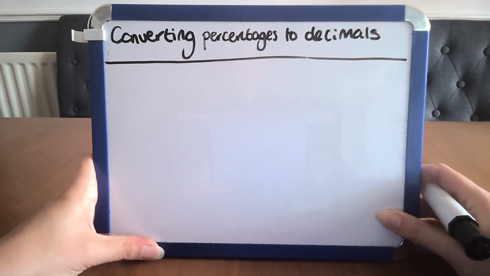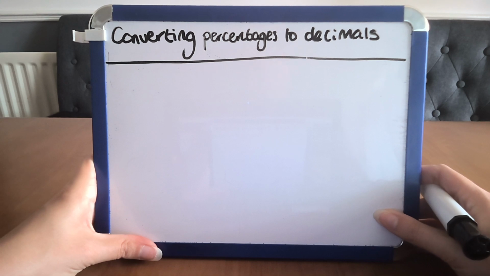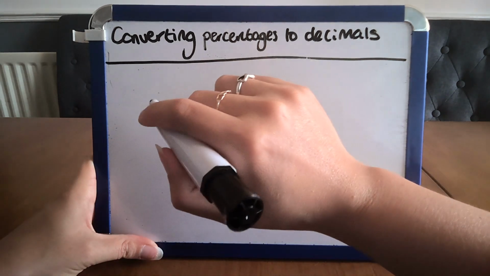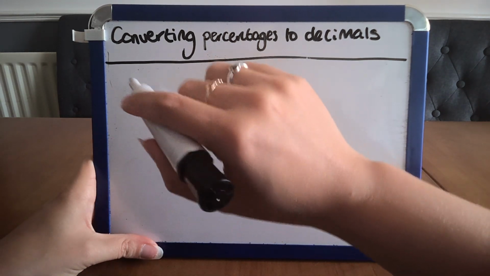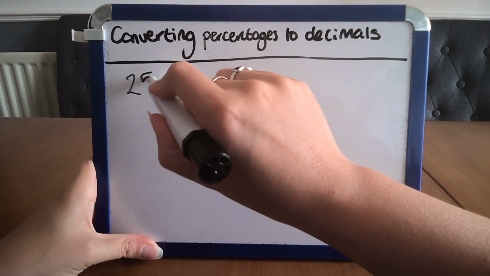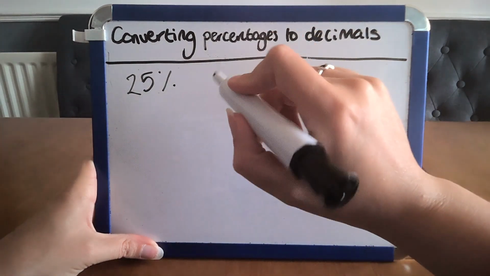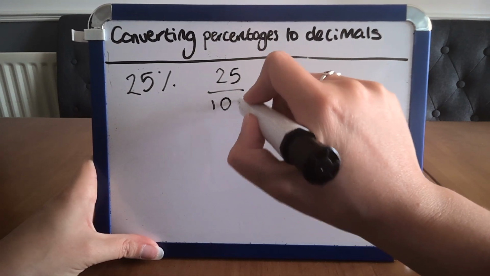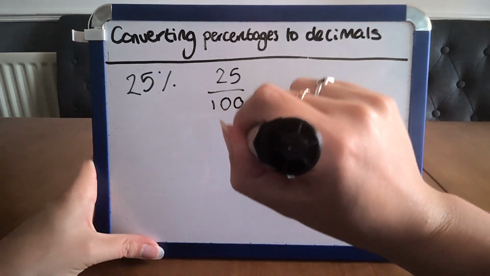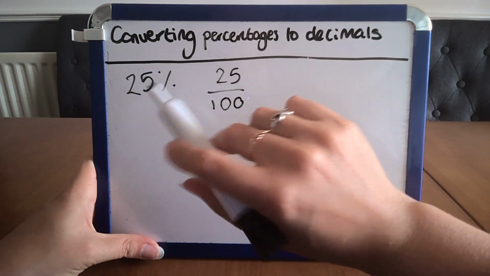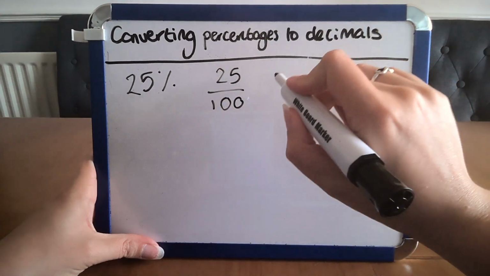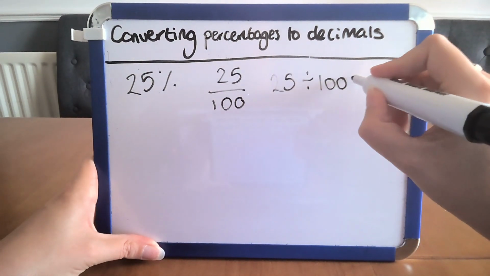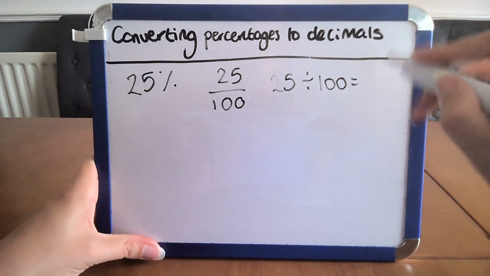This video will be explaining how to convert percentages into decimals. One of the quickest methods of doing this is to take your percentage, 25%, and think of it as a fraction, which is 25 over 100. To turn it into a decimal number, you need to divide the numerator by the denominator, which would be 25 divided by 100, which is 0.25.